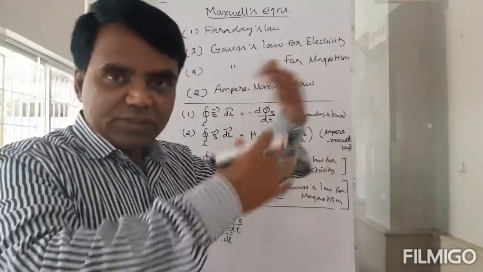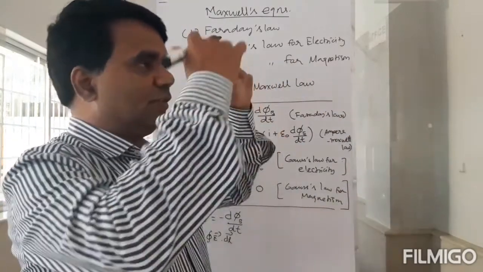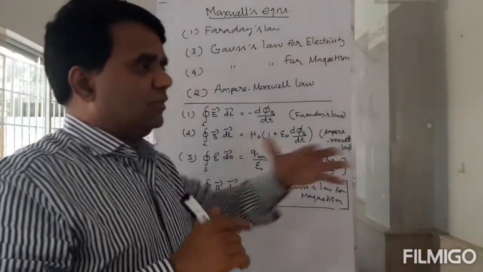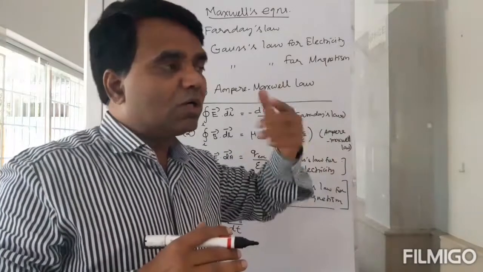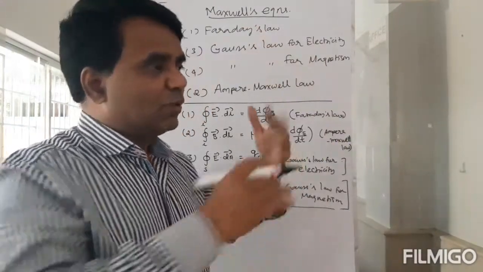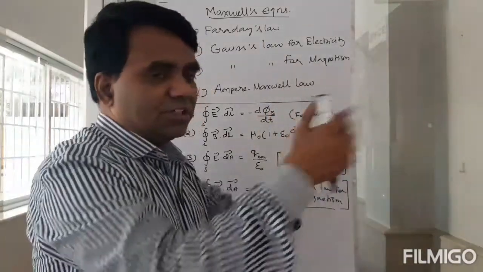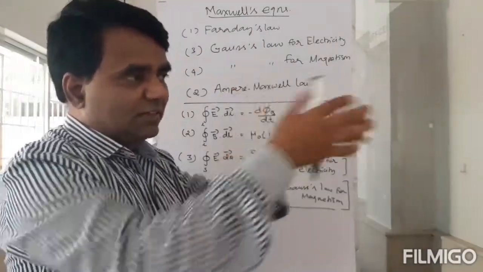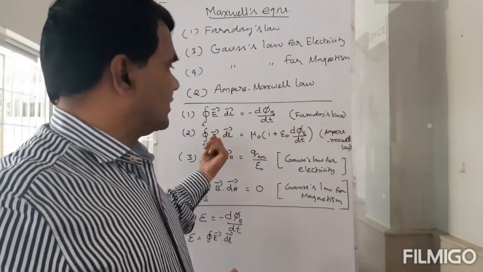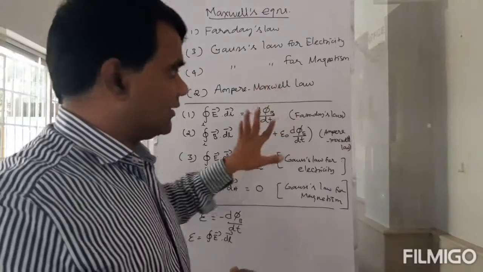Okay, so that is what we saw yesterday. When the imagined surface was going through the capacitor, there was no current flowing across that area, but only the electric flux was changing. So we said the change in flux will produce a magnetic field. The change in electric flux will produce a magnetic field.